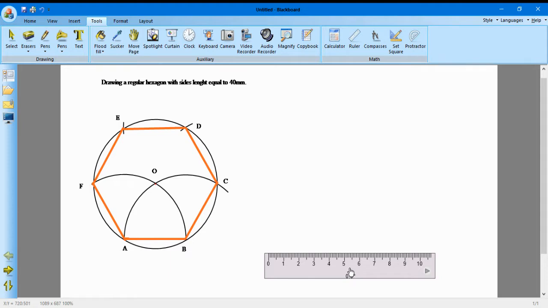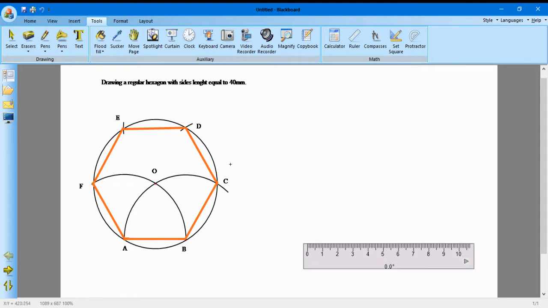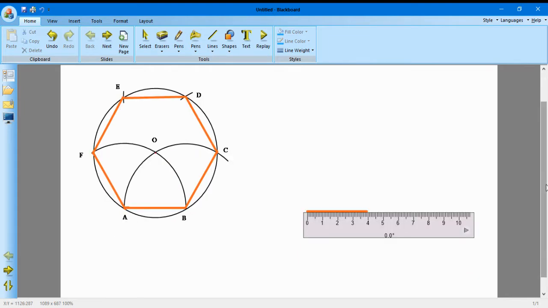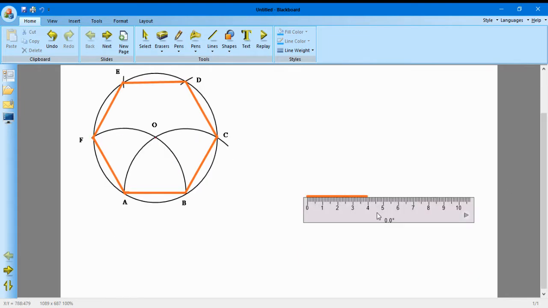So I will start by, same thing, with a baseline. I will be drawing my baseline equal to 40 millimeters. Okay, that is my baseline.